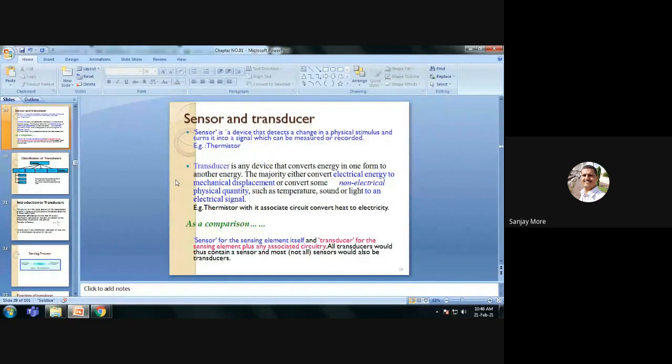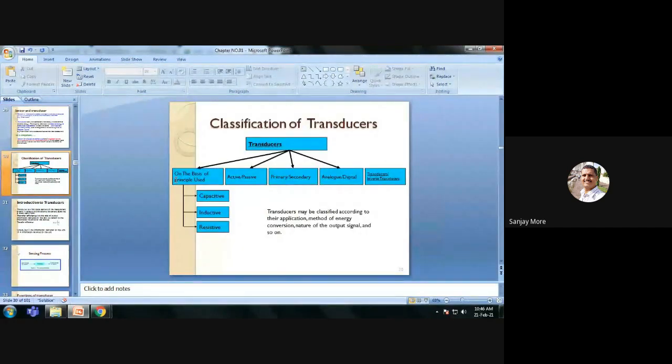So within 2 minutes, revise the 2 days covered points. First one is the sensor and transducer. Sensor is a sensing element and transducer is sensing plus associated circuitry. Then classification of transducers: capacitive, inductive and resistive, based upon the principle used. Then active or passive transducers, then primary or secondary transducers, then analog or digital transducers, then transducers or inverse transducers.